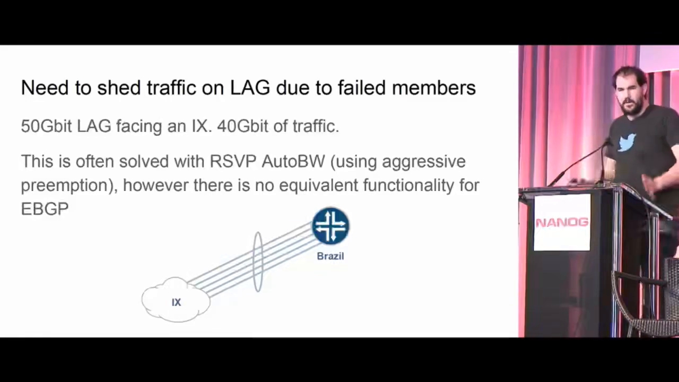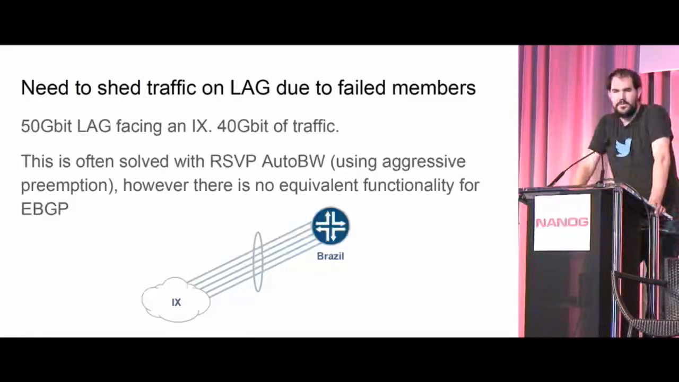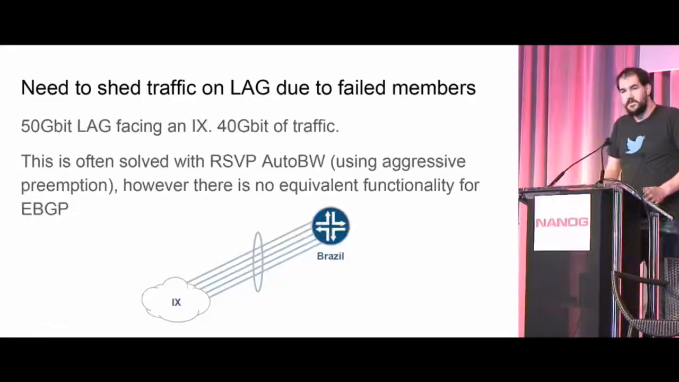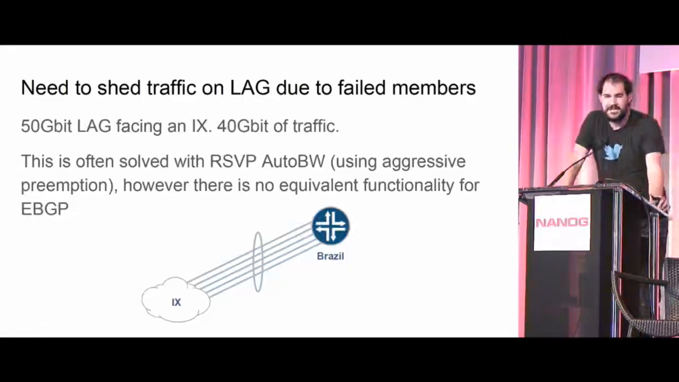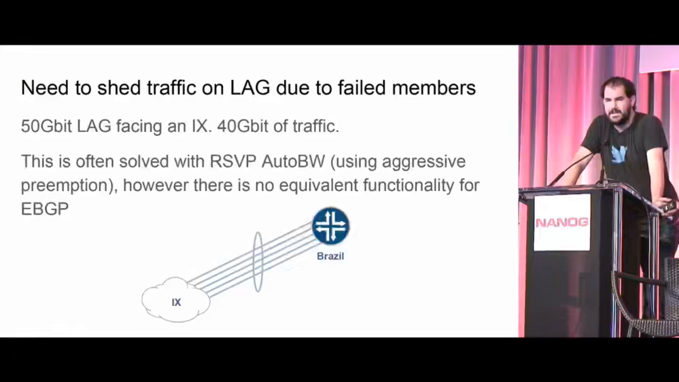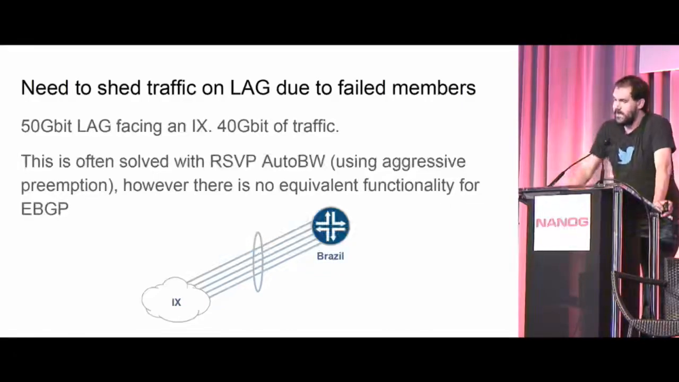There's also a fourth problem that we've identified here, which is slightly different. Let's say we have a LAG facing an internet exchange, it's a 50 gig LAG, and we're doing 40 gig of traffic over it. Again, just picking on Brazil because it's a really interesting example, there are some networks that we really want to be able to serve in Brazil, and some that we're a bit more okay moving out to Miami, depending on the connectivity of their transit up to the United States.